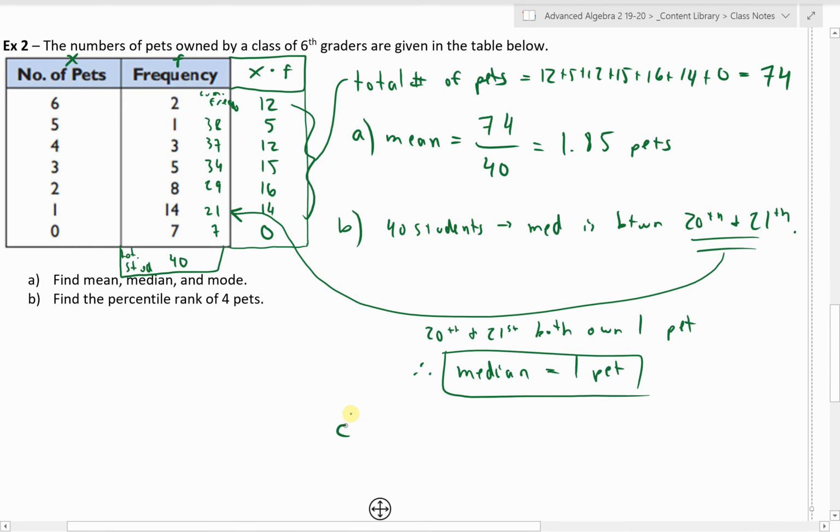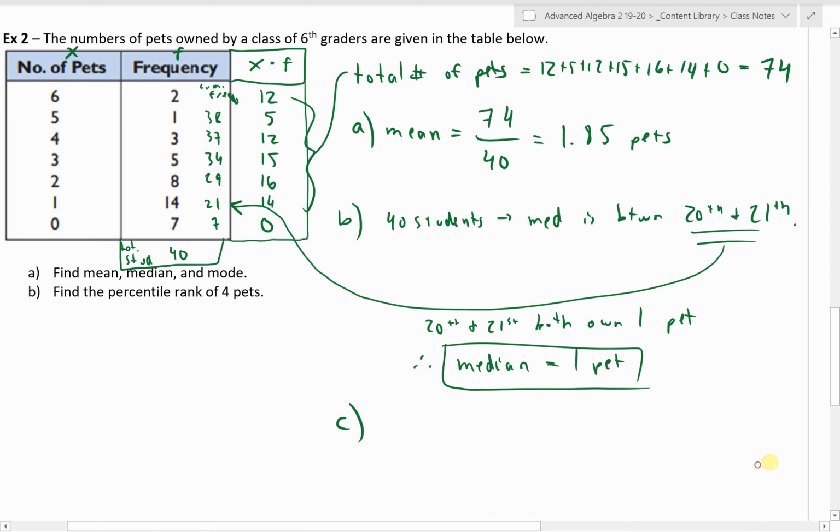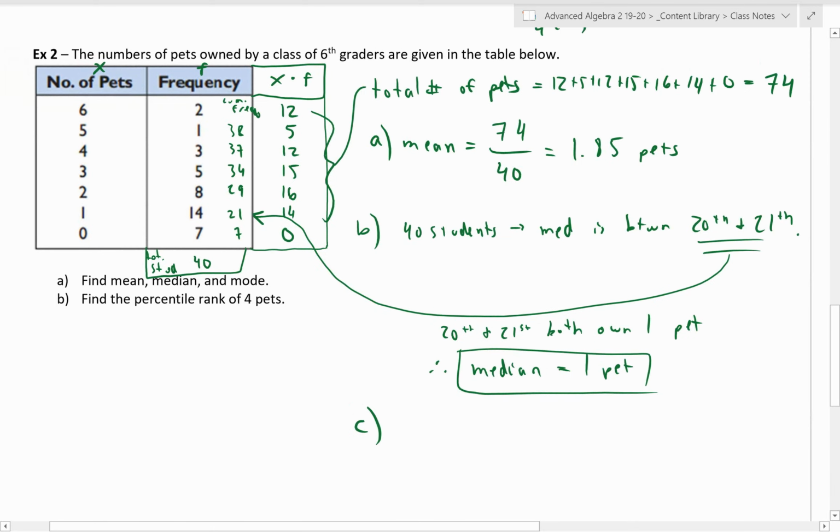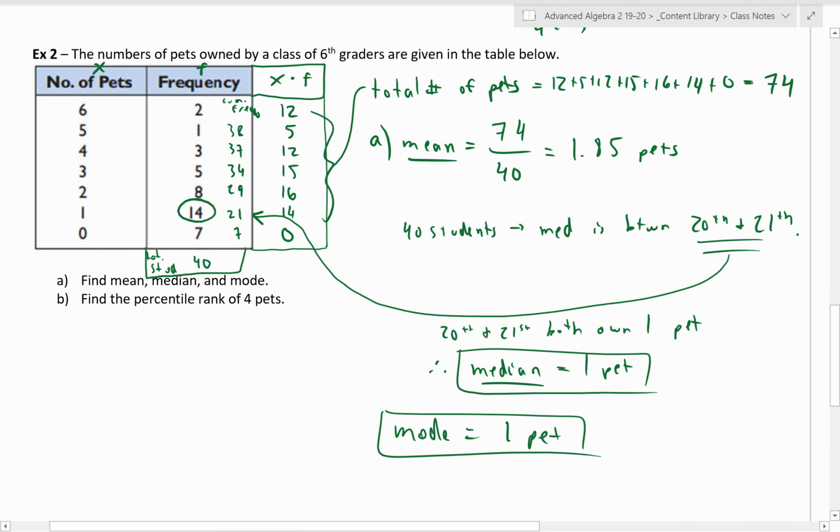All right, and then C asks us to find, or I shouldn't say C. These are all part A. So we had the mean, the median, and now we'll do the mode. The mode is super easy. Most frequently occurring value is 1. So the mode is 1 pet. I don't think I need to explain that much.